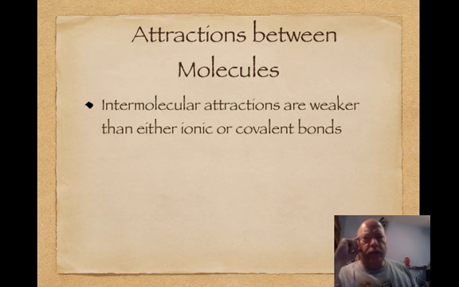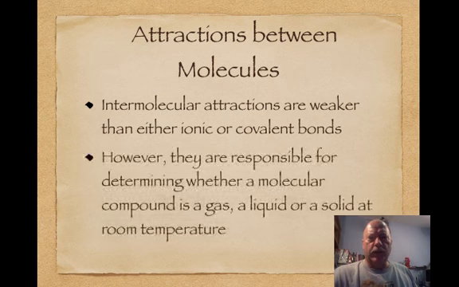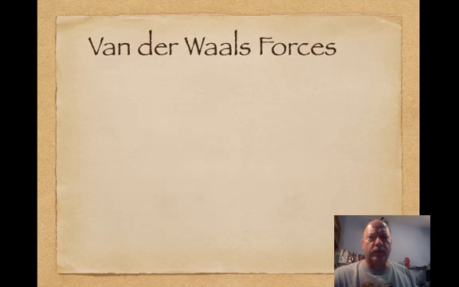All right, let's talk about some attractions that occur between molecules. And there are three kinds. These are all weak. They're not as strong as covalent, certainly not as strong as ionic, which is stronger than covalent. But they do determine whether a substance is going to be a solid, liquid, or gas at room temperature. So they do have some influence on these things.